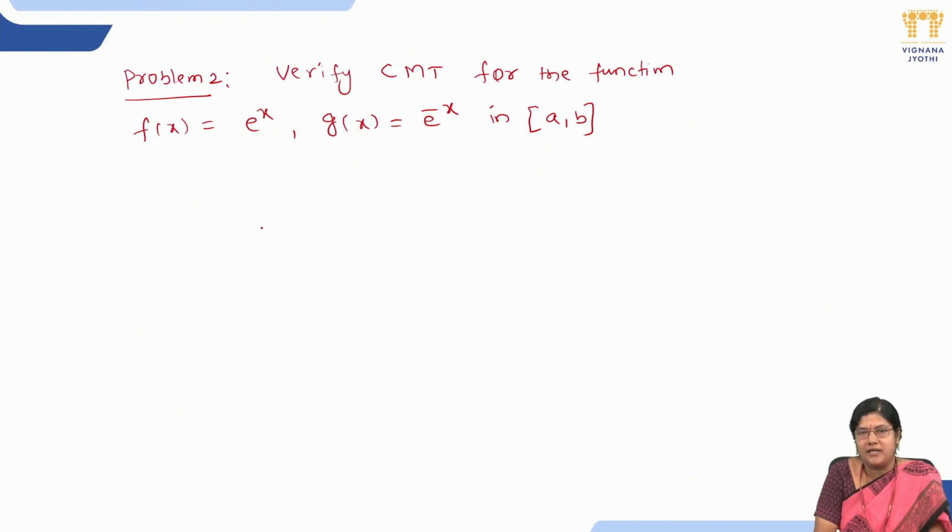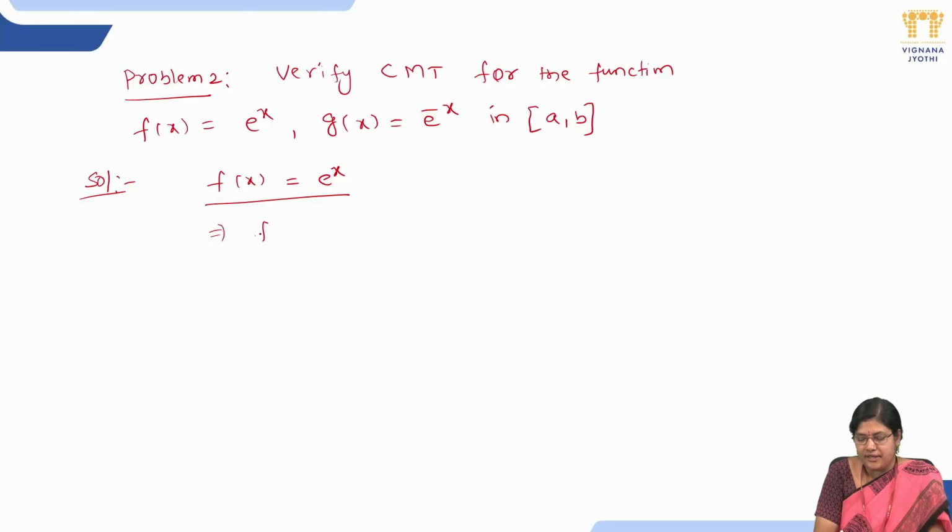Verify Cauchy's mean value theorem for the function f of x is equal to e power x and g of x is equal to e power minus x in closed interval of a comma b. Here, the given function f of x is e power x. E power x is an exponential function.